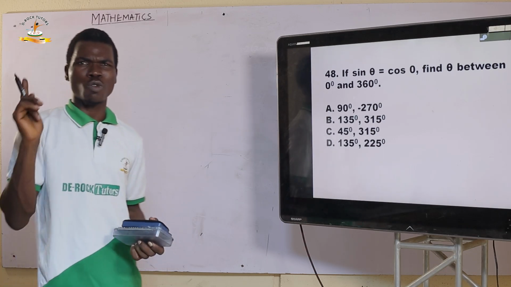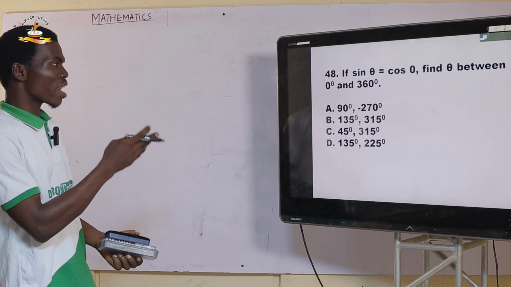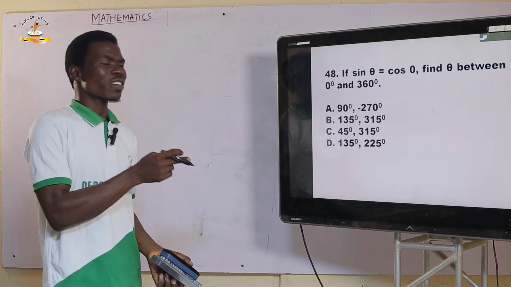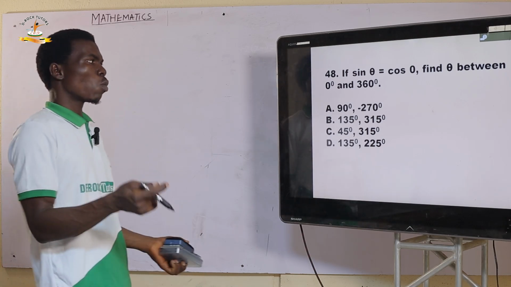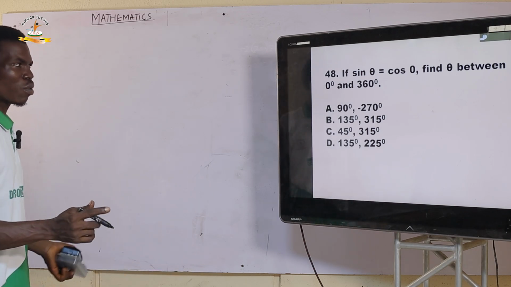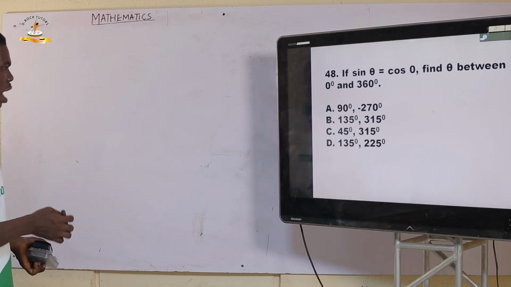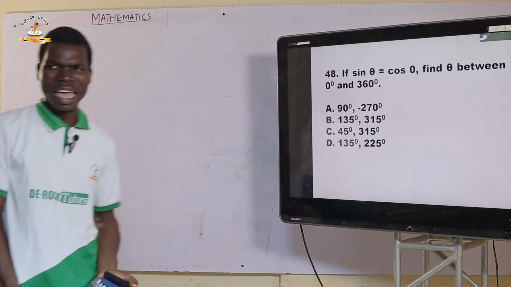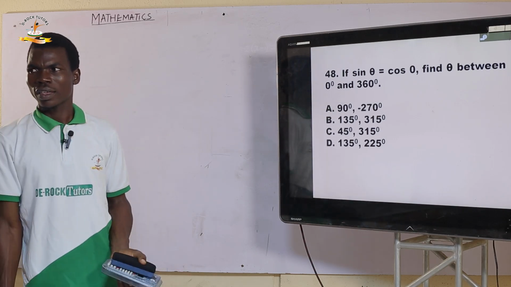Cos 0. You know cos 0 is 1. So sin 90 is 1. Good. What of sin minus 270? It is also what? 1. That is very correct. So these two pairs are good for us, so we don't have to worry ourselves, because our correct option is what? It's option A. Next question.